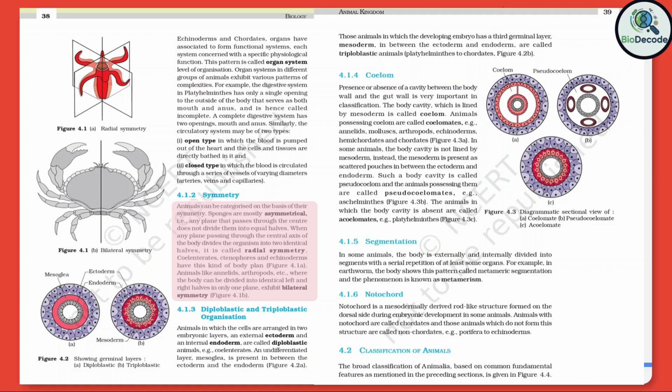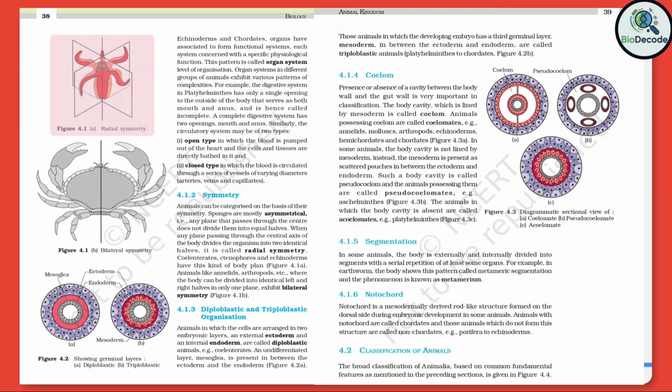When any plane passing through the central axis of the body divides the organism into 2 identical halves, it is called radial symmetry. Coelenterates, Ctenophores, and Echinoderms have this kind of body plan, figure 4.1a. Animals like annelids, arthropods, and so on, where the body can be divided into identical left and right halves in only one plane, exhibit bilateral symmetry. Figure 4.1b.